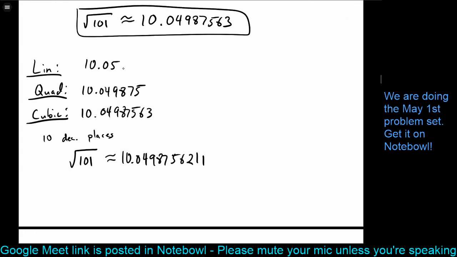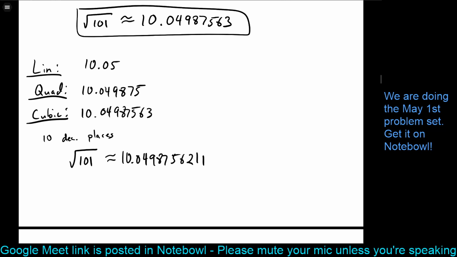Right, so you can see that the linear approximation isn't that bad. I mean, we're off by less than 100th, less than 1 over 100. It's not too bad. In fact, less than 1 over 1,000. It's really not that far off.